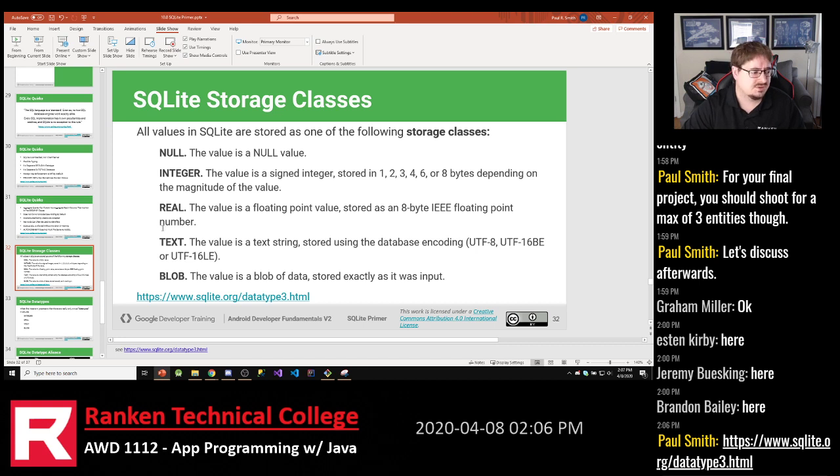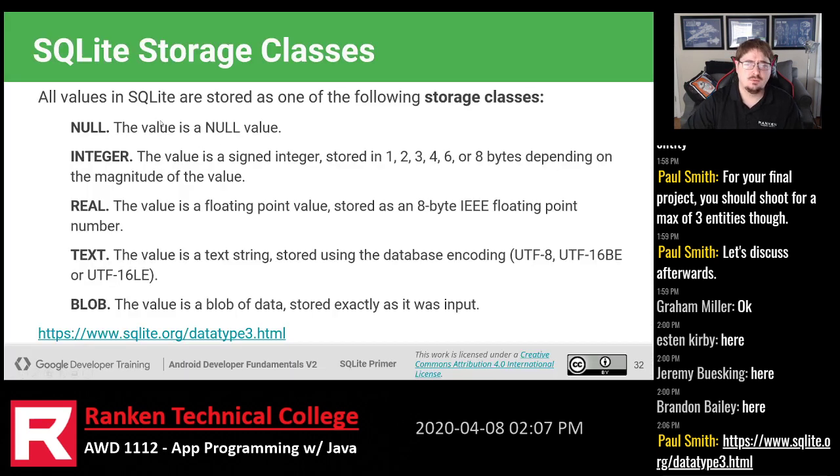In SQLite, things are broken down into storage classes first. Anytime you save a value in SQLite, it's going to be saved in one of these storage classes. The first option is that it could be stored as null. The second option is that it could be stored as an integer, like 1, 2, 3, 4, 5, 6, etc.